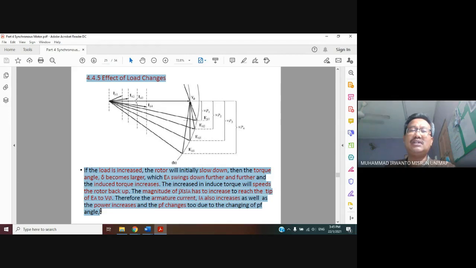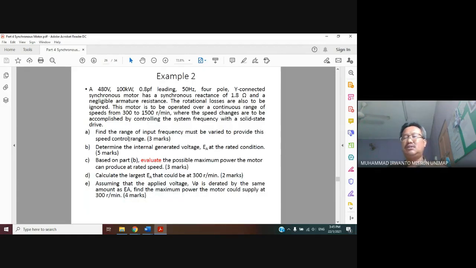IA3 unity. After that, IA4 is lagging condition. Yeah, this one. Okay. We can see the example.